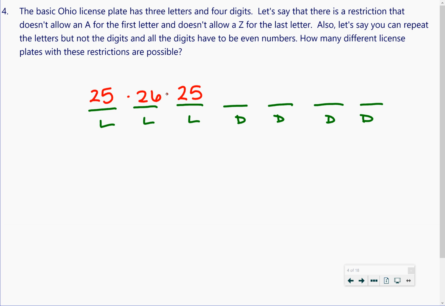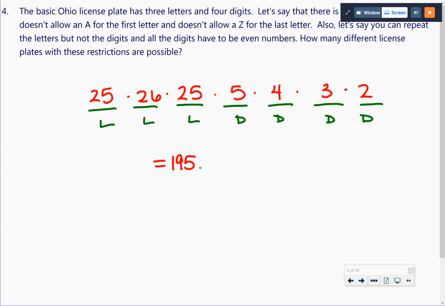Digits, how many digits are even? We have 10 digits total. How many of those are even numbers? 5 digits, 0 included. 0 is included as an even number. I cannot repeat the digits. So how many choices do I have for the first digit? 5. The next one? 4. The next one? 3, 2. Multiply them together. 25 times 25 times 26 times 5 times 4 times 3 times 2 gives 1,950,000 different license plates.